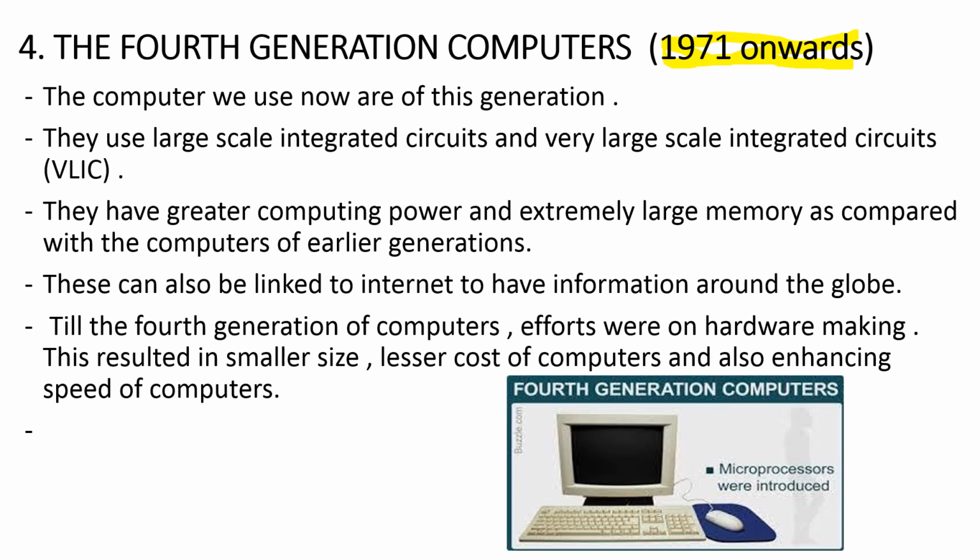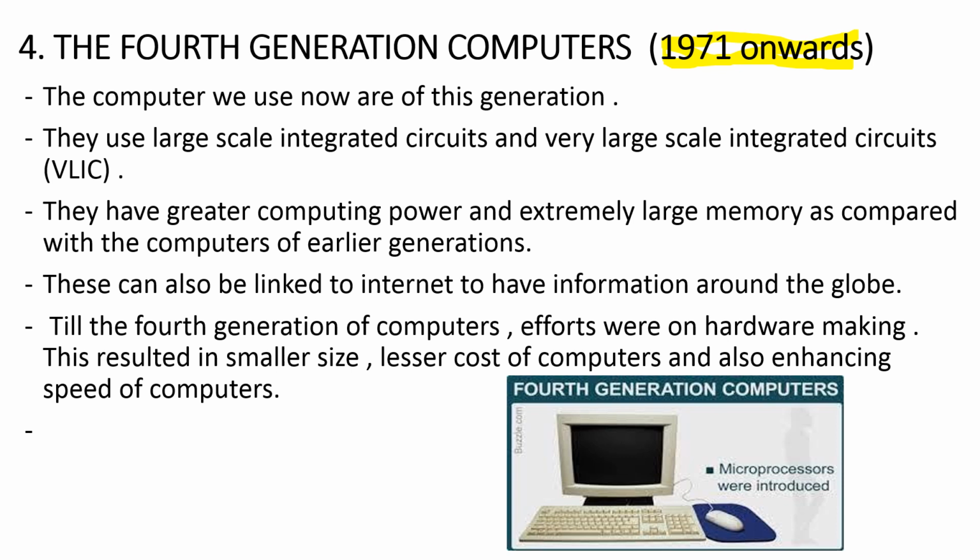Now, till the fourth generation computers, the efforts were on what? Hardware making, to reduce the hardware size, to reduce the storage size, to reduce its length. The efforts were mainly on hardware making only. Now, this resulted in what? Smaller size, lesser cost of computers, and also enhanced the speed of computers as compared to the previous generations.